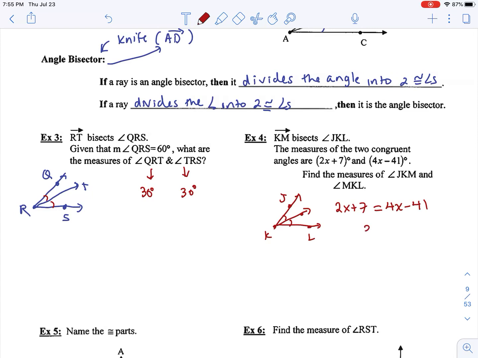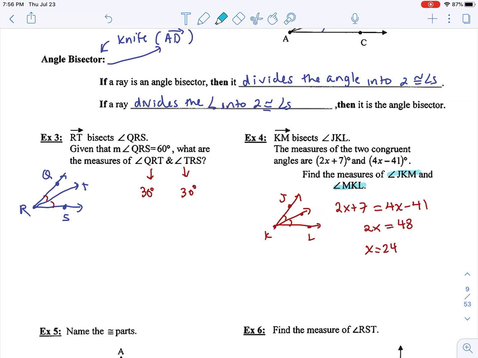We set the two equal to each other and solve, isolate the variables, put together the variable expressions, so subtract 2x to the other side, and then add 41 to the other side, and we get 2x equals 48. Therefore, x is 24. And again, with geometry, we want to be cautious of what it is that the question is asking for. They didn't ask for us to solve for x, they asked for us to find the measure of JKM.